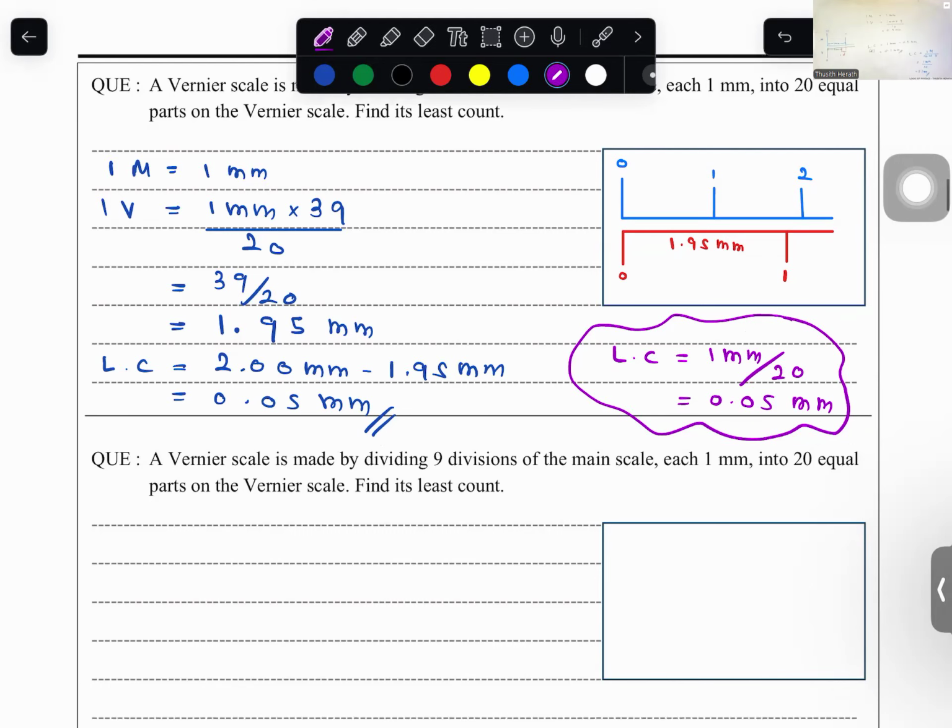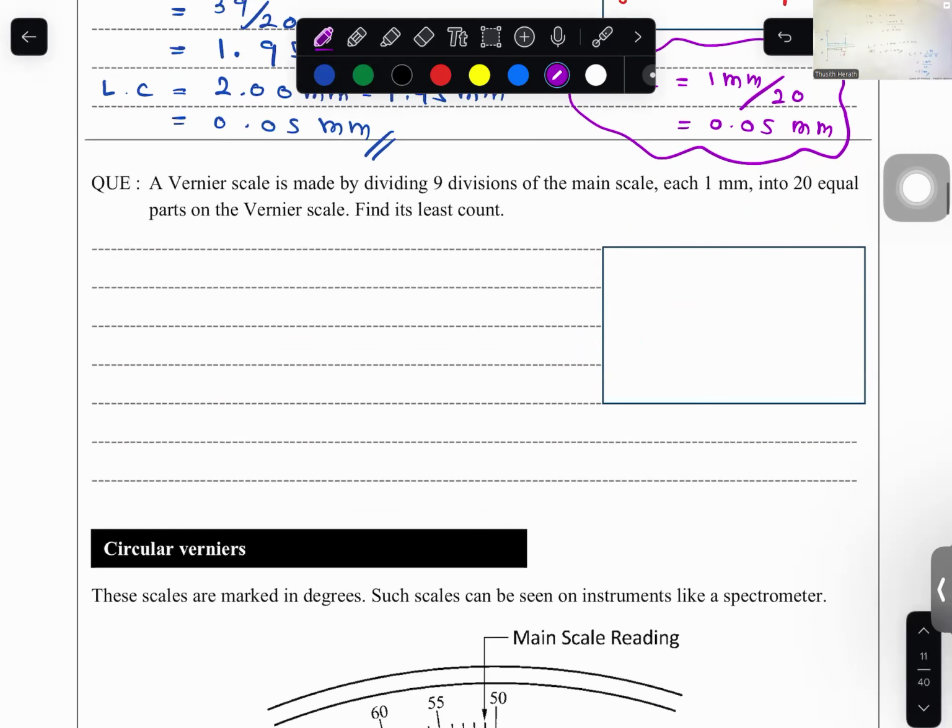Right. Next. Last question. This is not extended vernier. That's why I have separated this question from the above questions by a line here. So let's move to the question.